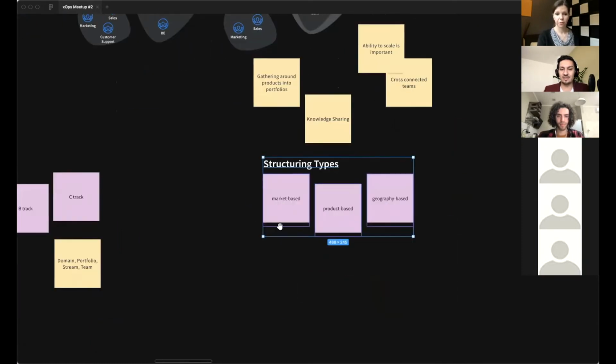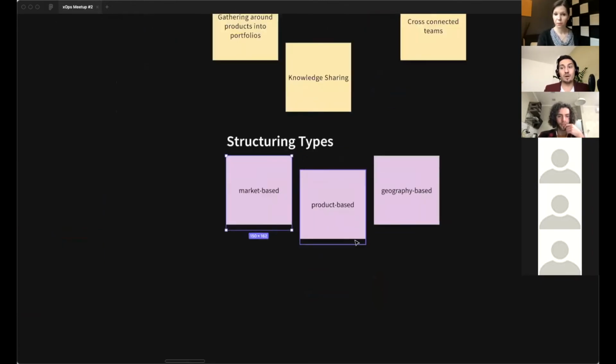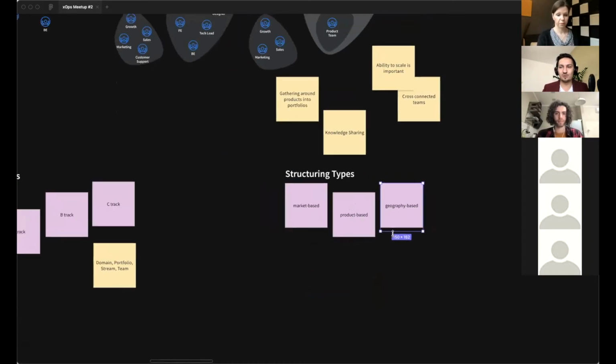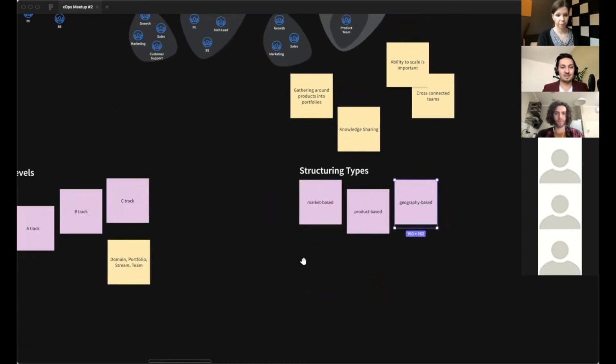Here I just presented a couple that I was thinking of, and please add your thoughts as well on top of that. There is market-based structuring, product-based structuring, and geography-based structuring. So for example, if we are working in the same country, it's easier for us to have a specific unit structured by geography. In some cases, we are structured by market or product. That's another way, maybe that could inspire other listeners to think about the same things in different ways.